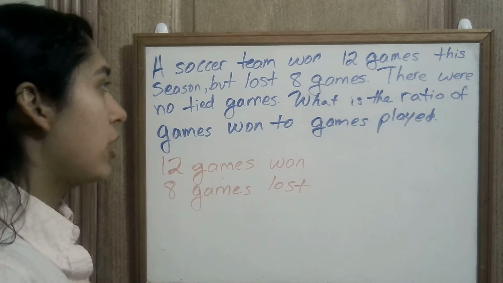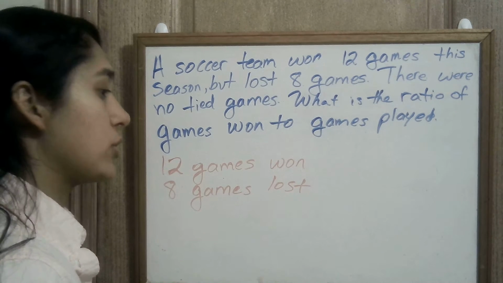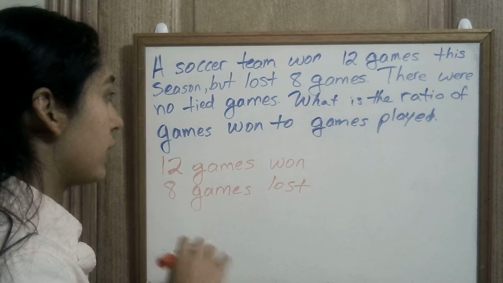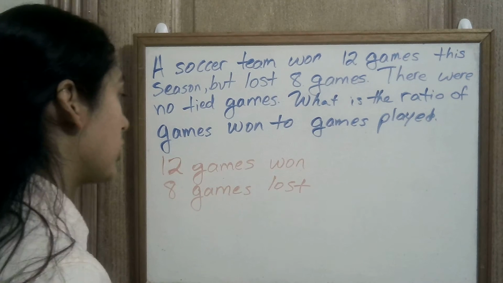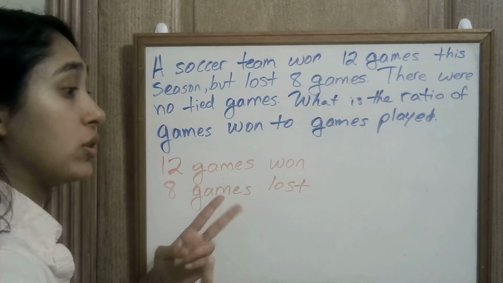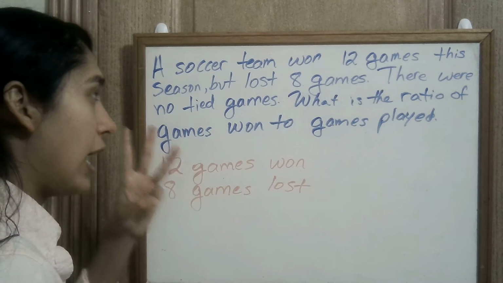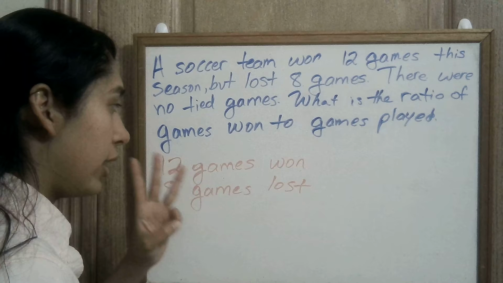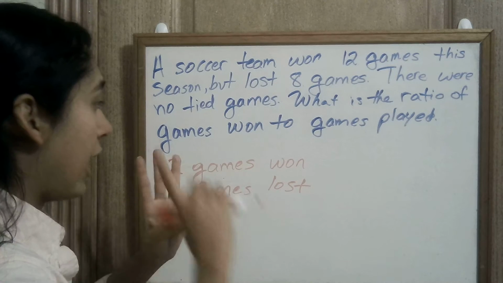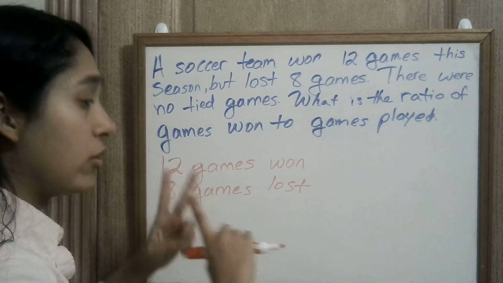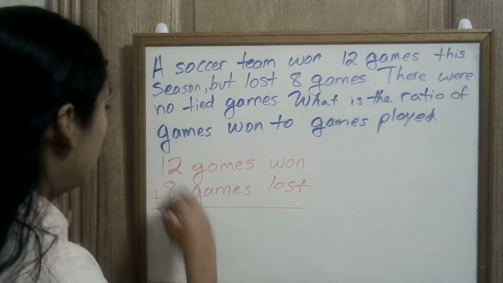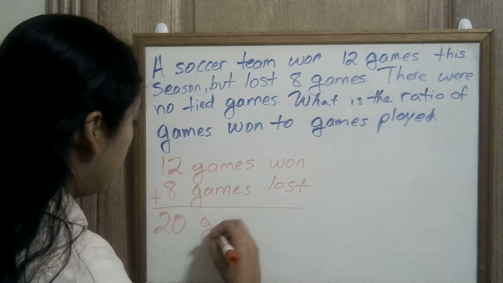And being able to make these decisions is part of critical thinking, which is a skill that actually makes a difference later on in the workforce when it comes to pay grade and also what kind of responsibility you can get later on. So these are the games I won, these are the games I lost, and I also know that there were no ties. So I can therefore deduce that I can add up the games that I won with the games that I lost, and those are the games I played. Let's go ahead and add them up. I get 20 games played.